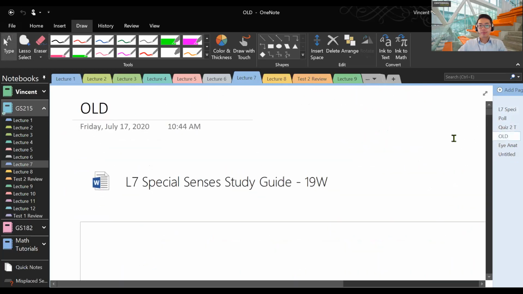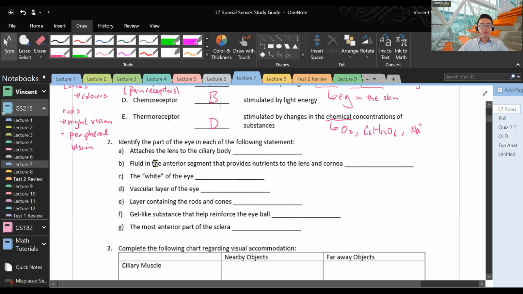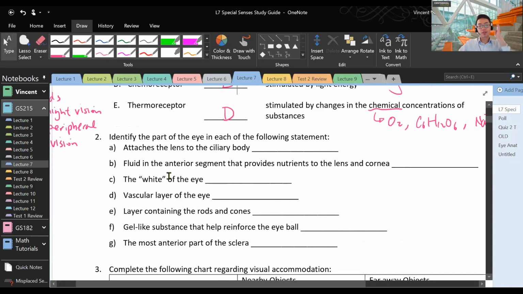I don't have a link here, but I assume you have watched the recordings, so I'm just going to fill this in for you. Okay, so these attach the lens to the ciliary body. These things, we call them suspensory ligaments.